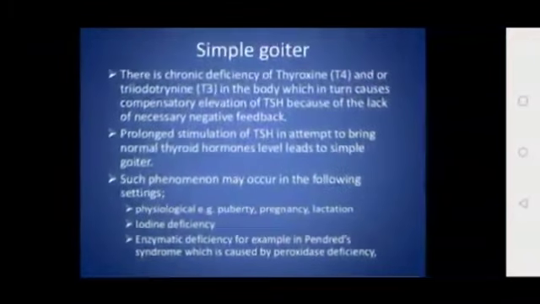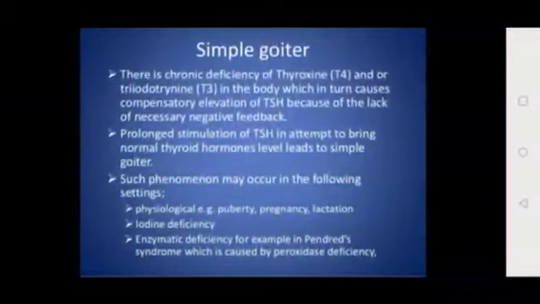In simple goiter, there is a chronic deficiency of T4 and T3 in the body, which in turn causes compensatory elevation of TSH because of lack of the necessary negative feedback. Prolonged stimulation by TSH, in an attempt to bring thyroid hormone levels to normal, leads to simple goiter. Because of the chronic low levels of T3 and T4, this prolonged TSH stimulation leads to simple goiter.